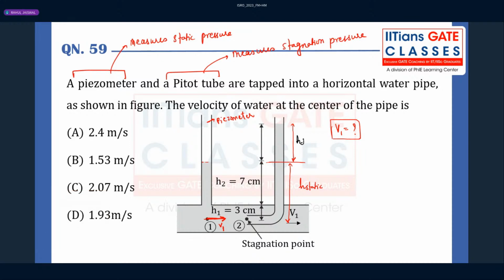What is this dynamic head? How much dynamic head is given? I think they have not shown it here. This is 12 centimeter. Just apply the Bernoulli equation between 1 and 2. You will be getting P1 by rho g plus V1 square by 2g plus Z1.